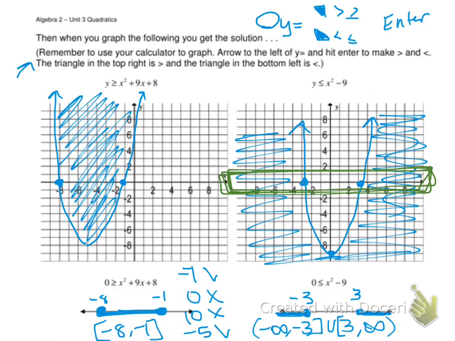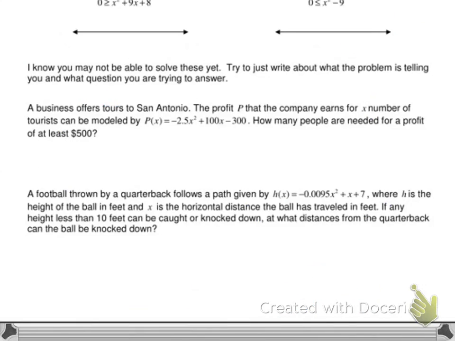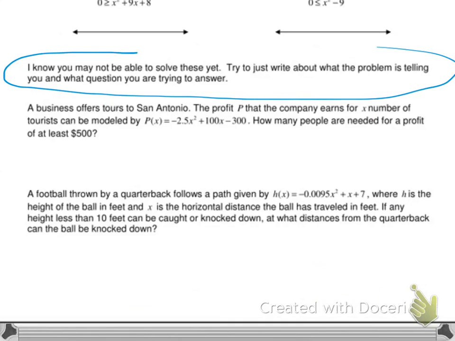That should be how you try those two problems. There's several on the homework. Keep attempting, keep trying. The last thing is two word problems. These are tough, and this is what I want you to do. I know you maybe can't do these yet, but I want you to write something about the problem. Don't leave it blank. Read it and write something. What is it about? What is the question asking for? Do you know anything? Can you sketch something? Can you graph it on your calculator? Can you write anything? Do not leave it blank. Try to do some kind of work on these two problems.